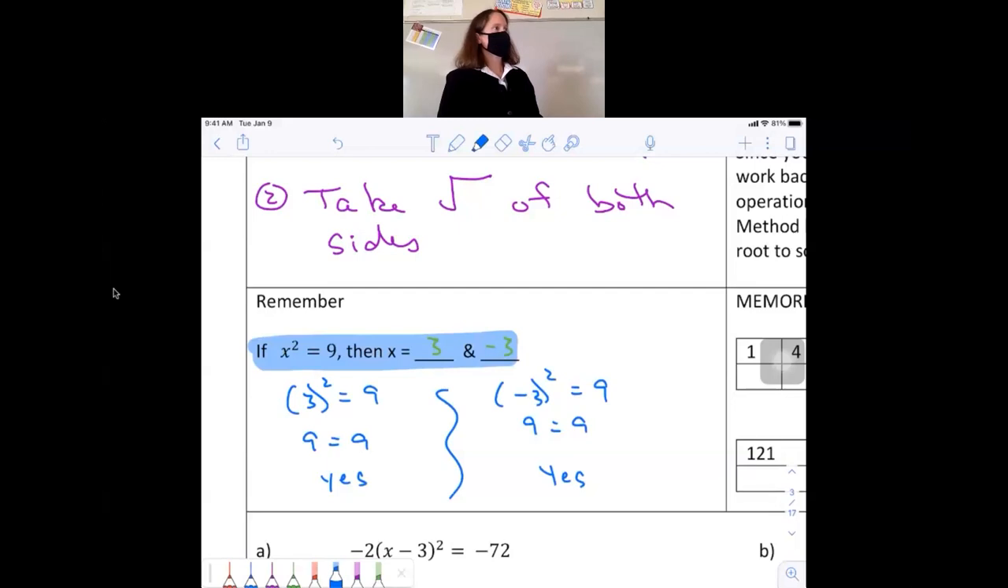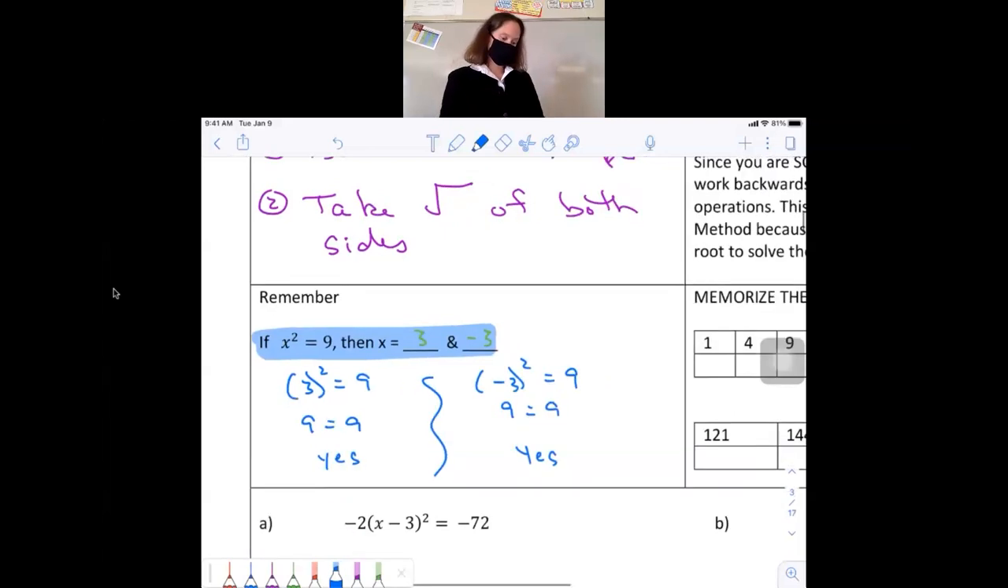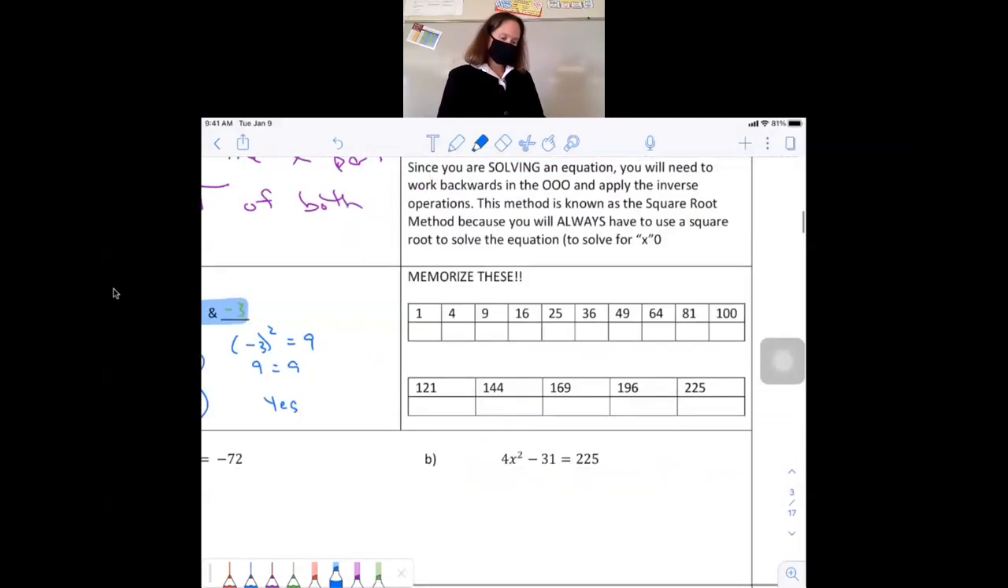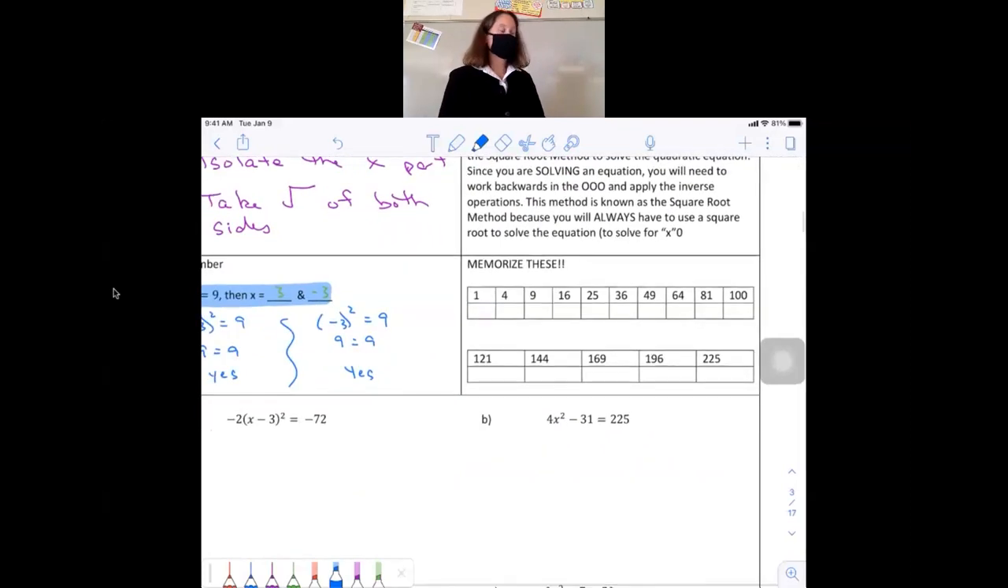So you might want to highlight this because I guarantee at least 40% of the class forget plus or minus when you're square rooting. But remember, I told you that about 95% of the time you get two solutions. So that's how you get your two. One's the positive and one's the negative.